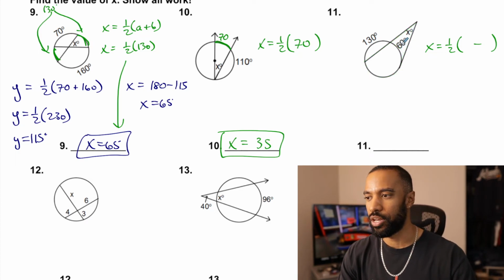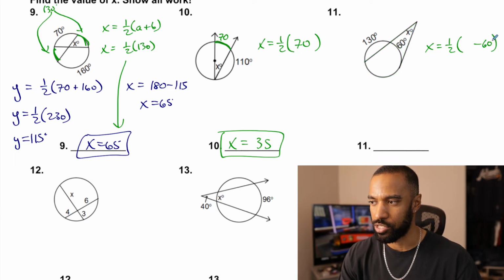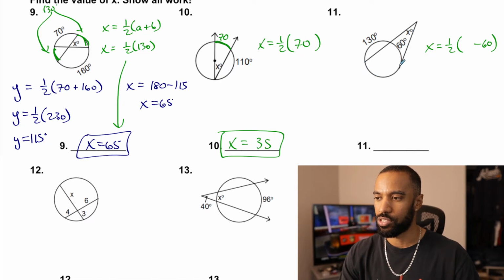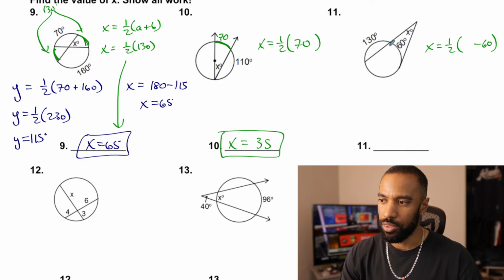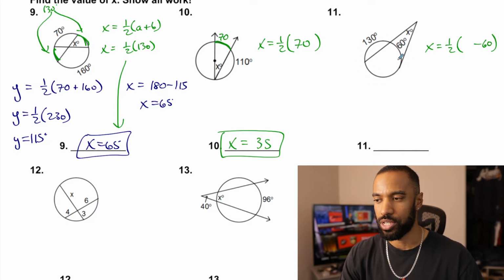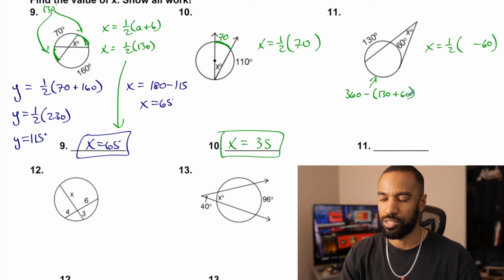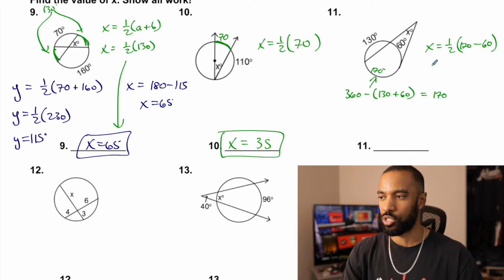So we know that one of the arcs is 60 degrees, something minus 60. We've got to find out what this is right here by knowing all of these arcs together make your 360 degree circle. So this guy is 360 minus 130 plus 60. I believe that to be 170. So this is 170 degrees right here.